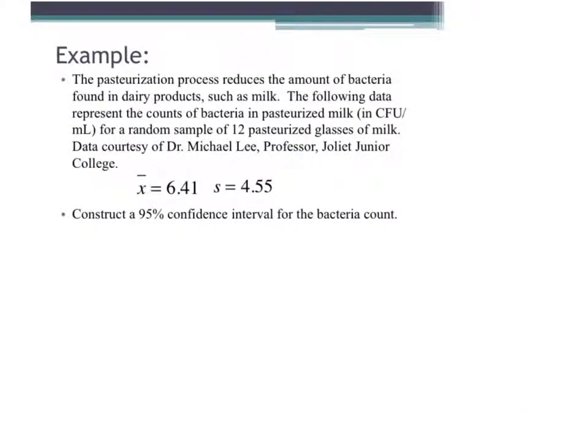Now we're going to get into calculating some confidence intervals. So this example says the pasteurization process reduces the amount of bacteria found in dairy products such as milk. The following data represents the counts of bacteria in pasteurized milk for a random sample of 12 pasteurized glasses of milk. So that means that N is equal to 12 in our specific example. So they give here that the mean is 6.41 and the standard deviation is 4.55.